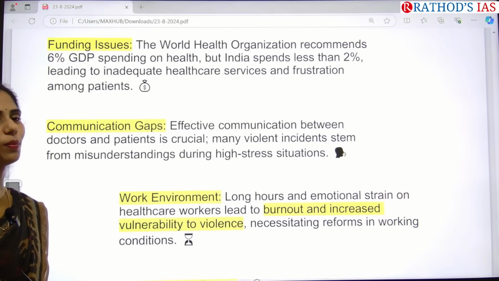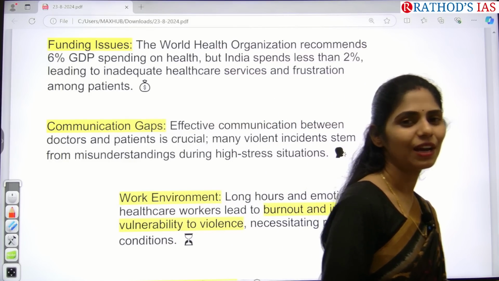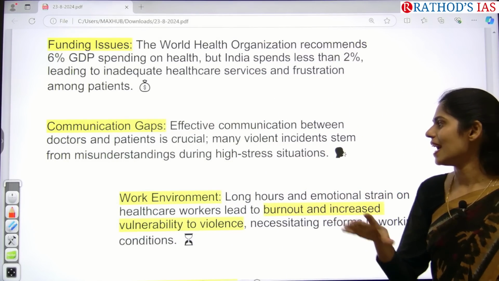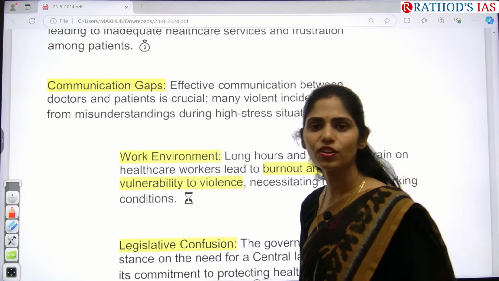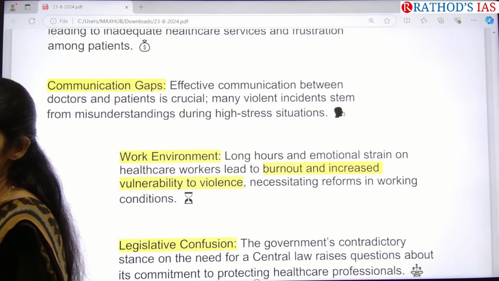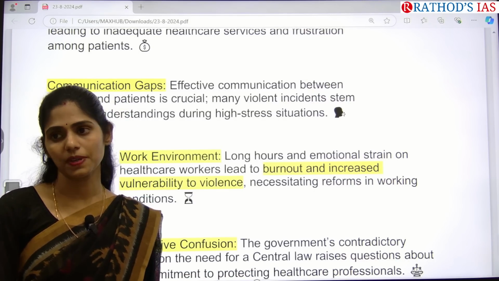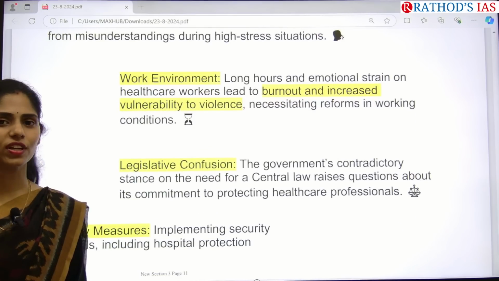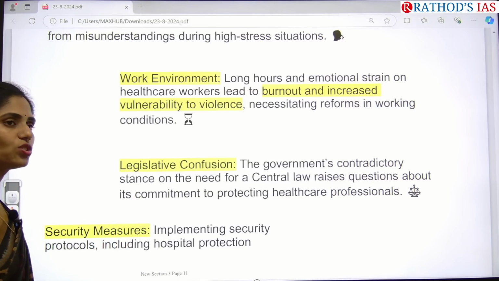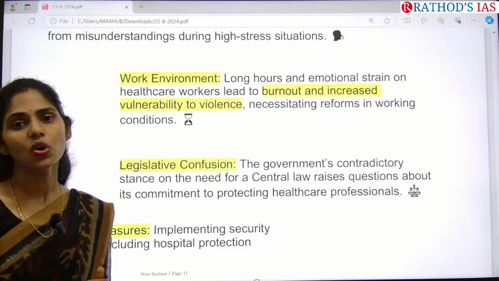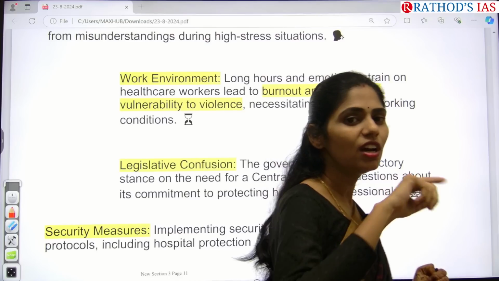And the next one is that there is no proper, effective communication between doctors and patients. Because of improper communication, misunderstandings happen, especially during high-stress situations. And if you see the working conditions for a doctor, they have to work long hours, and especially students who are trainee doctors have to spend day and night in the hospital. Because of excessive work, they burn out, and that leads to increased vulnerability to violence. So for this, we need reforms regarding the working hours of a doctor. For example, a pilot has a limitation on flying hours.